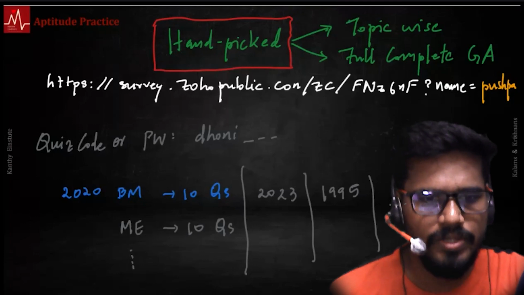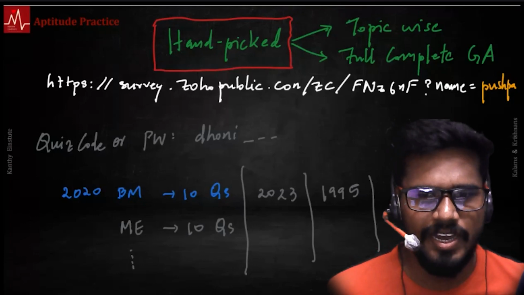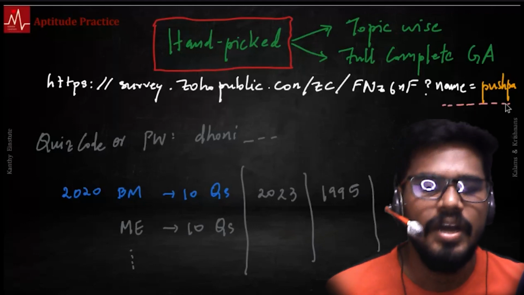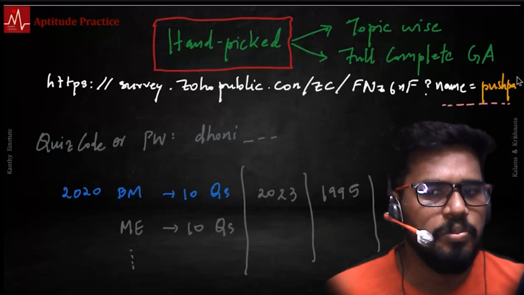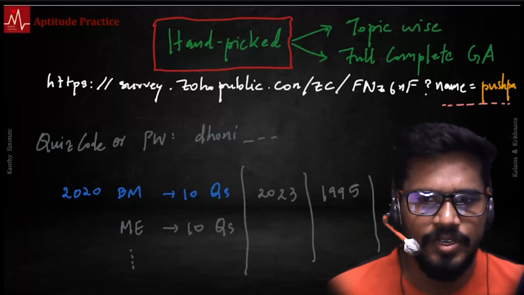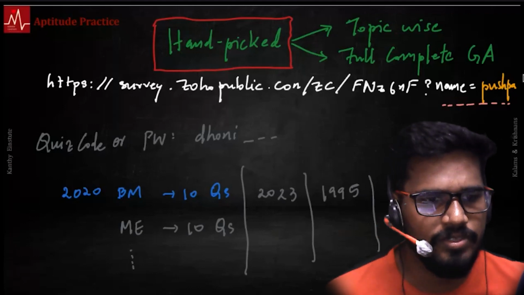This is one thing that I wanted to say. So just append a unique name and you should be good here. If you want to give the test again, you could append Pushpa 1, Pushpa 2, Pushpa 3, Pushpa 2 race, Pushpa 2 rule, Pushpa 3 rampage, all that you could do.